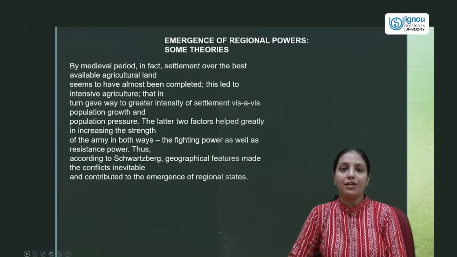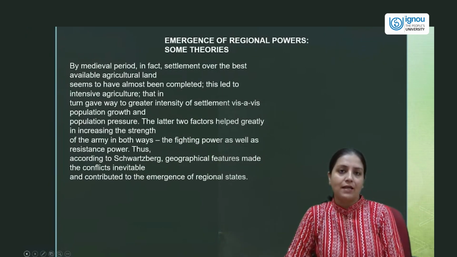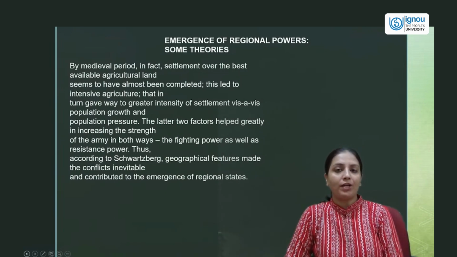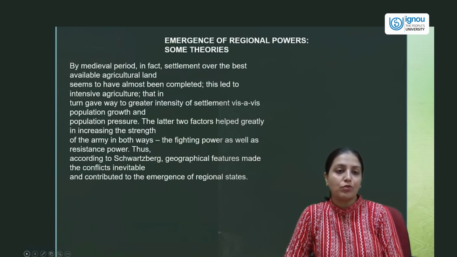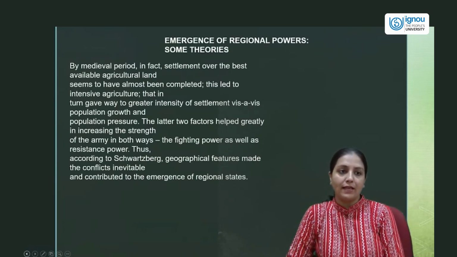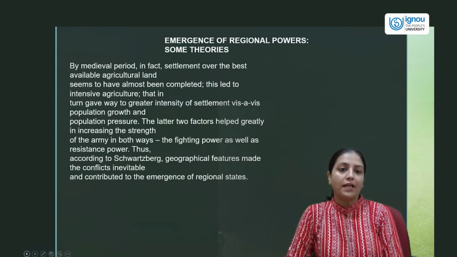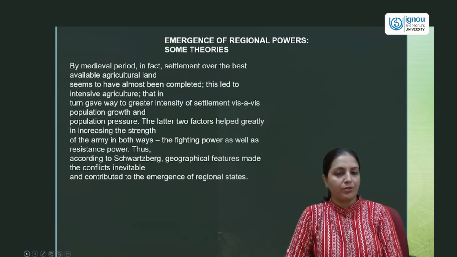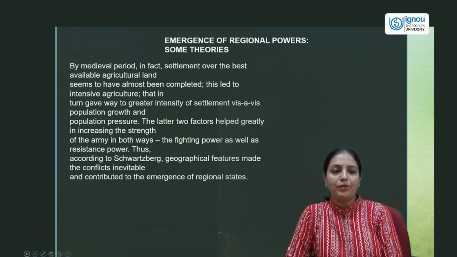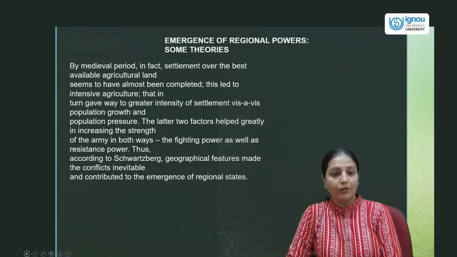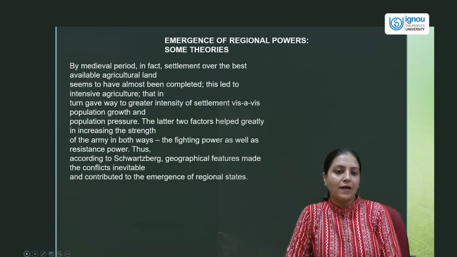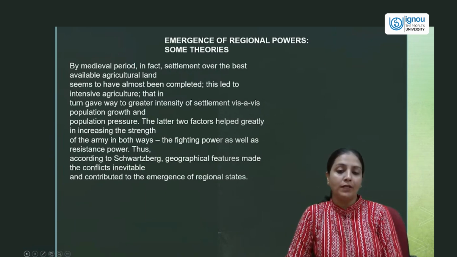Next is the emergence of regional powers. Some theories on how the regional powers emerged. By the medieval period, settlement over the best available agricultural land seems to have almost been completed. This led to intensive agriculture, which in turn gave way to greater intensity of settlement, population growth, and population pressure. The latter two factors helped greatly in increasing the strength of the army, both the fighting power as well as the resistance power. That's why, according to Schwartzberg, geographical features made the conflict inevitable and contributed to the emergence of regional states.